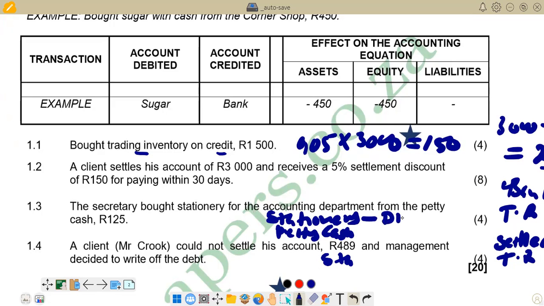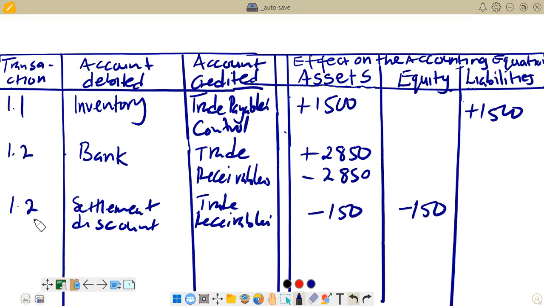So we are debiting stationery, and we are paying cash. Cash is going out of the business. So we are giving cash. So we are going to credit here. So that's the double entry that we have there. And then we go on and summarize that one on the answer section and try to see how it affects the accounting equation. So this one is now 1.3.